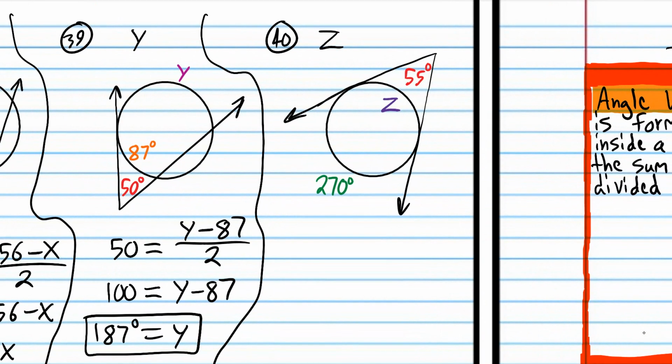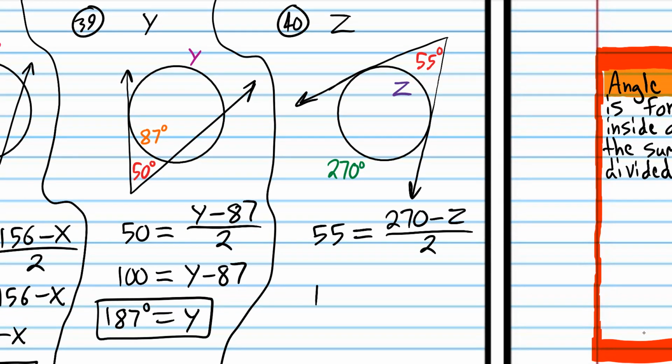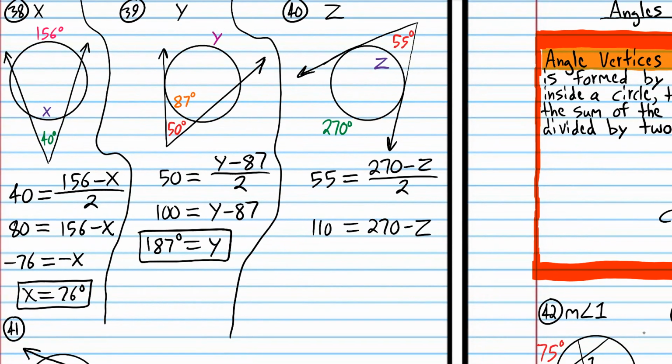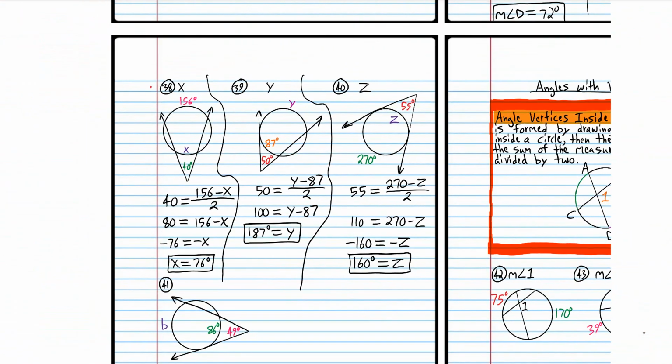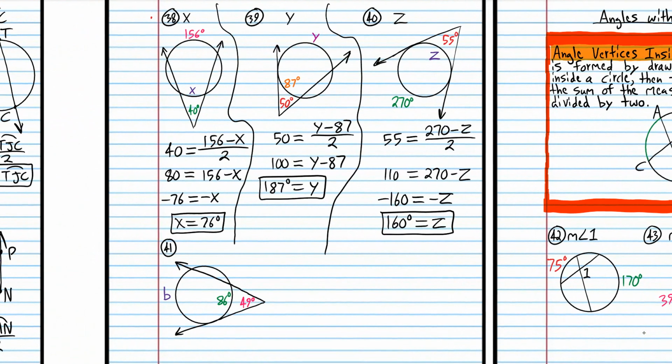All right, we're back. So we know that angle outside the circle, that angle measure must be equal to the difference of the intercepted arcs divided by 2. Multiply both sides by 2, and we get 110 is equal to 270 minus z. And subtract 270 from both sides. So 110 minus 270 is negative 160. Divide both sides by negative 1, and we see that z is equal to 160 degrees. And make sure you put your degree symbol. So if you got that answer, good job. Why don't you try number 41, and when you come back, we'll do it together.